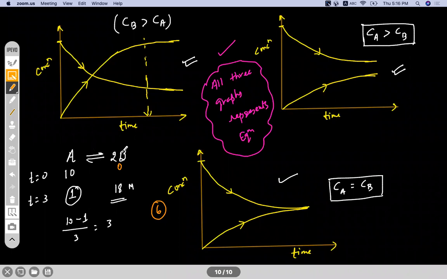If it is the equilibrium state, then the rate of disappearance of A must be equal to the rate of appearance of B. So the rate of A is what we have calculated, 3. 10 minus 1 divided by 3. Similarly, if you find the rate of B, the difference is 18 divided by 3, which is 6. So the rates are not equal. It is not an equilibrium state. Can we say that?